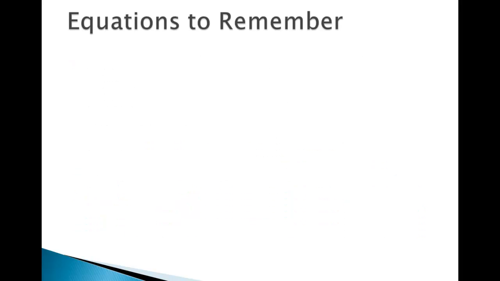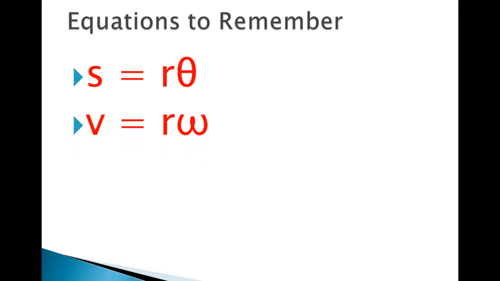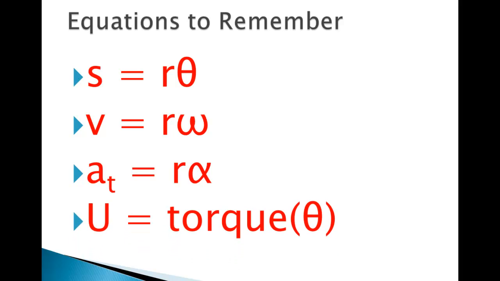Now, some equations you've got to remember when you're doing some of these problems. You've got to recall the stuff from chapter 11. Things like the distance equals the radius times theta. It's conversions from linear to angular, or vice versa. Velocity equals r omega. Your tangential acceleration equals r times angular acceleration. And a new equation, which is the work done in something rotating, is the torque. And we all know what torque is. It's just a force times the distance times the theta.